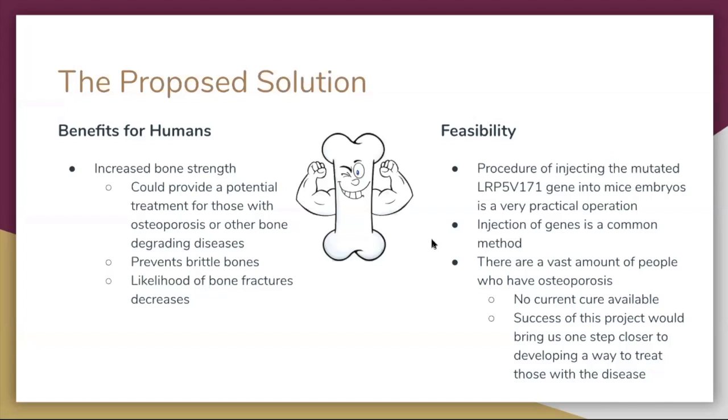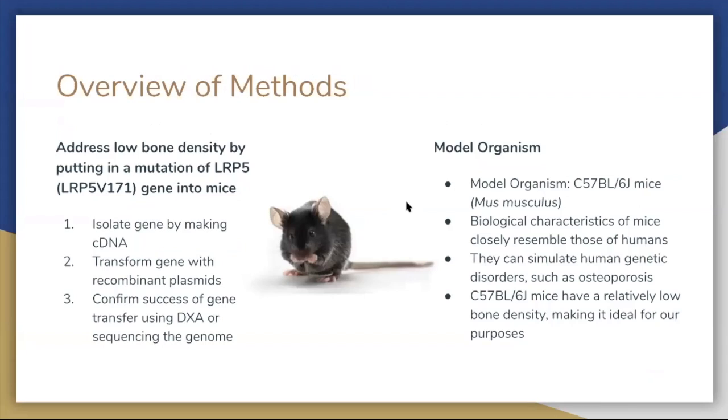For the overview of methods, it is our goal to address the low bone density by putting a mutation of the LRP5 gene into mice. We'll do this by isolating the gene by making cDNA, then transforming the gene with recombinant plasmids, and after that, confirming the success of the gene transfer using DXA or sequencing the genome.